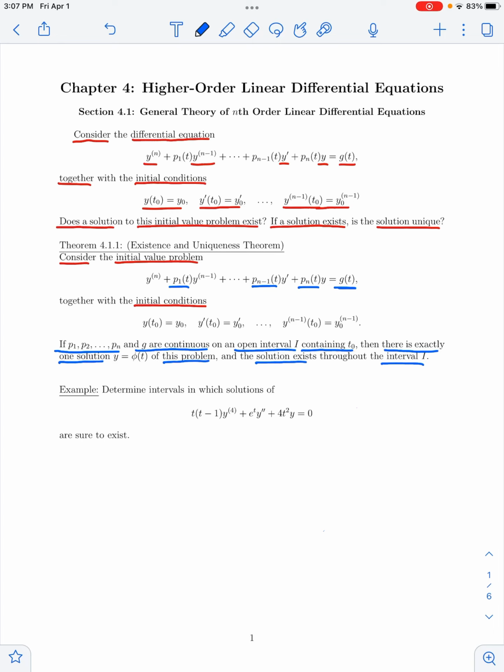So very similar to the existence and uniqueness theorem that we saw for first order or second order linear equations. We need all of these coefficient functions to be continuous once the equation is written in standard form. So for our first example, making use of this theorem, we are asked to determine intervals in which solutions of this differential equation are sure to exist. Now, to make use of this theorem, the first thing I want to do is rewrite my equation in standard form.